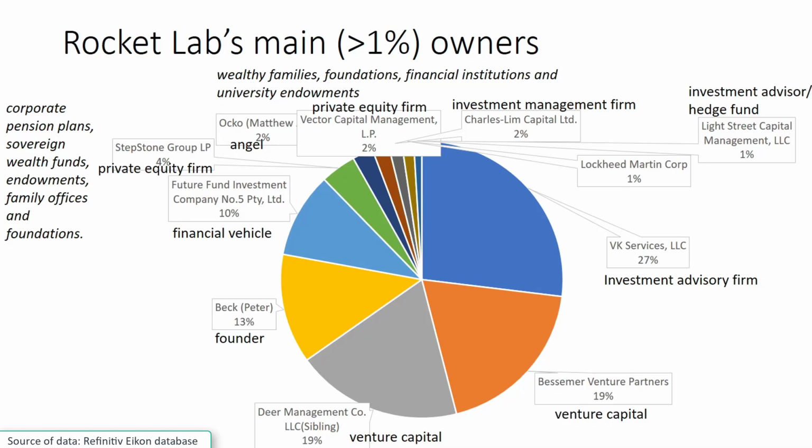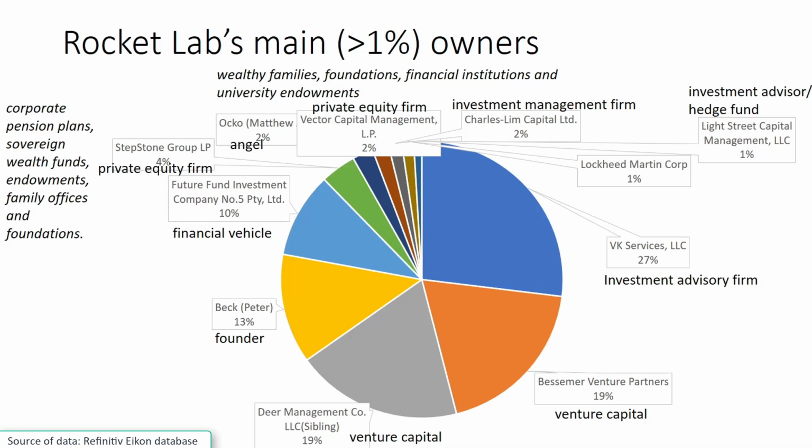So we can see that if you are looking at private equity firms, then they are managing funds for corporate pension plans, sovereign wealth funds, university endowments, family offices, foundations, and so on. And also we can see for this one, they are focusing on the same thing.